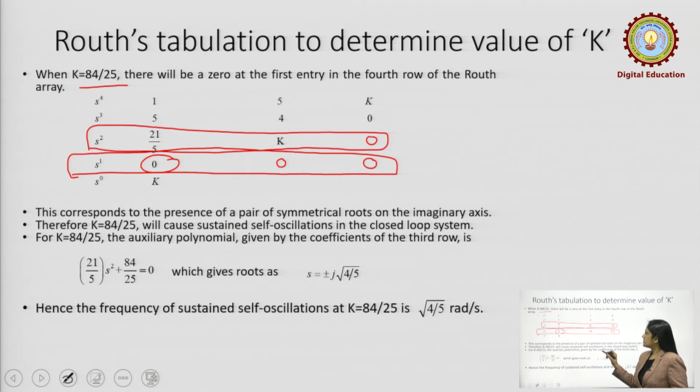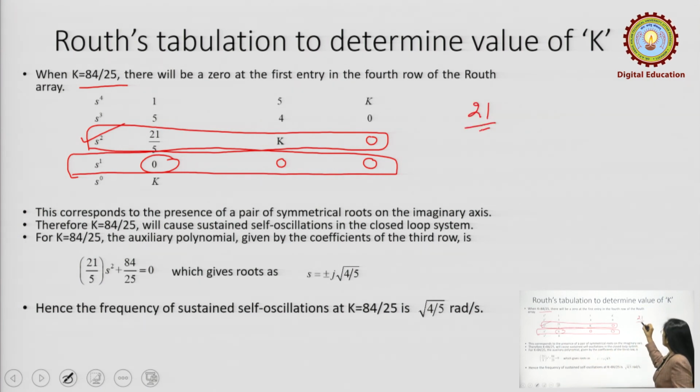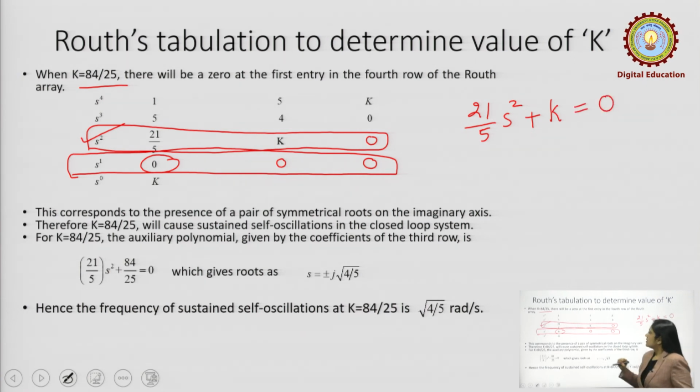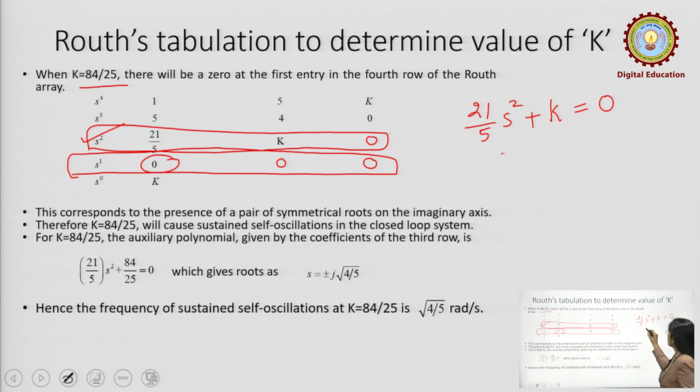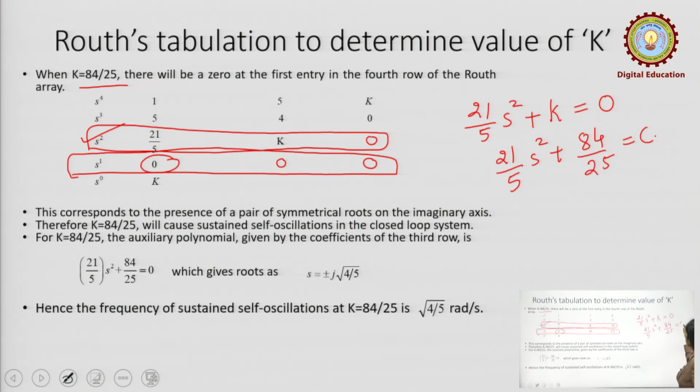So, what will be the auxiliary polynomial? 21 by 5 is for the s square row. So, we write it as 21 by 5, the coefficient of s square, plus, skipping the next term, k equal to 0. In this condition k is 84 by 25. So, this becomes 21 by 5 s square plus 84 by 25 equal to 0.